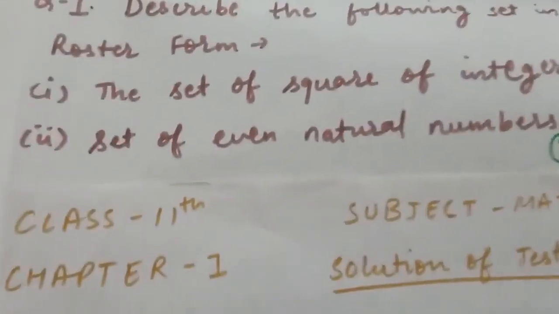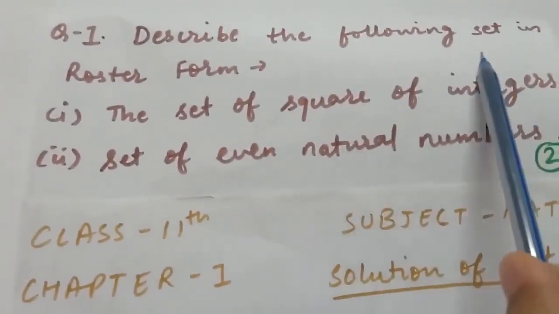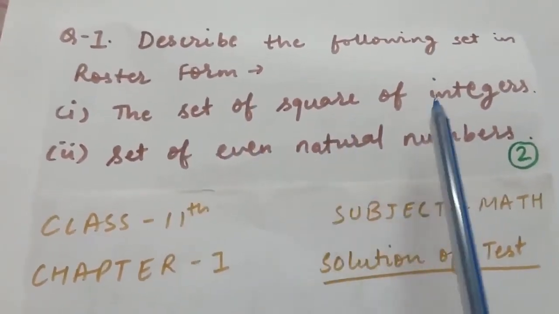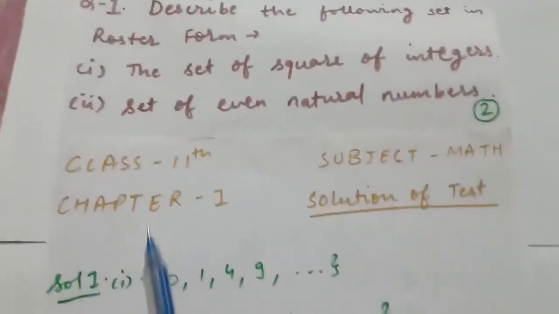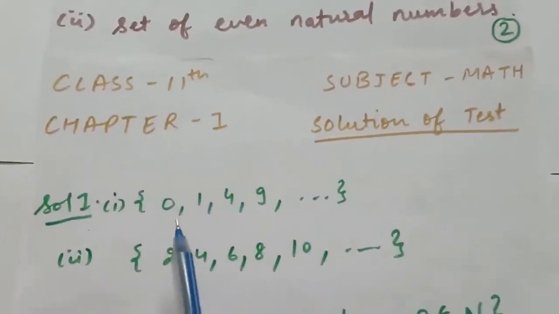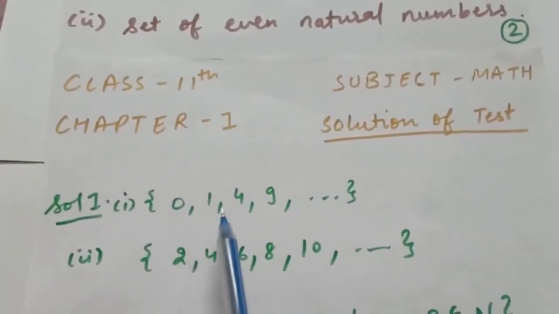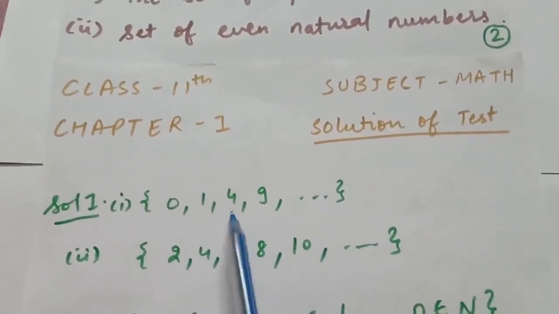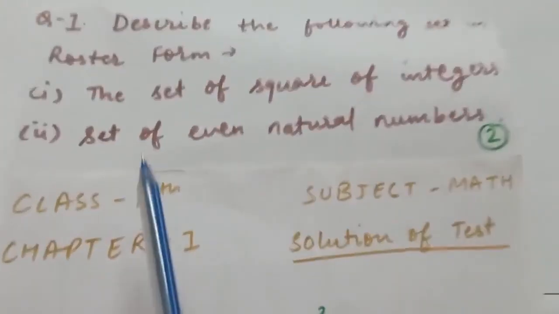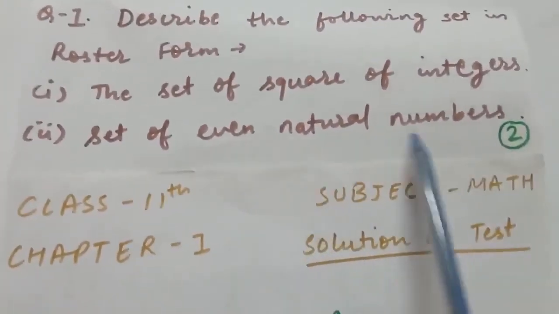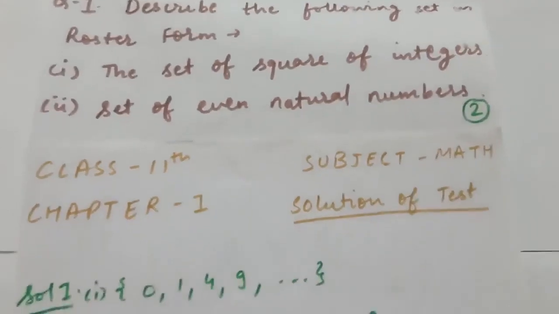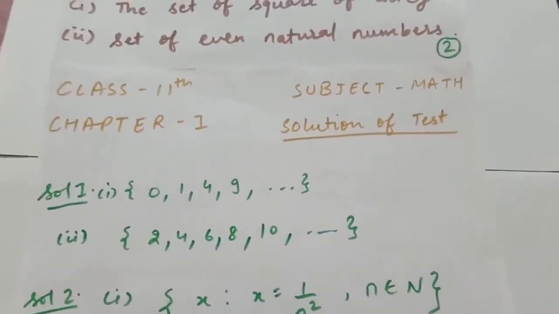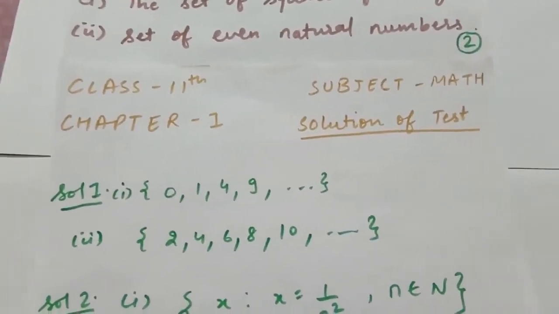So question first was we have to describe the following sets in the roster form. First is the set of squares of integers. So we have to do the square of integers. So 0 square will be 0. 1 and minus 1 square will be 1. 2 and minus 2 square will be 4 and so on. Next is set of even natural numbers. So even natural numbers we know are 2, 4, 6, 8, 10 and so on. So this was the solution of question first.